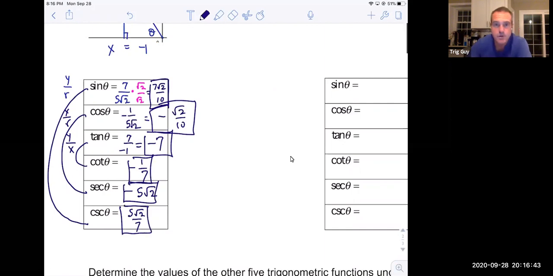And I think for this first video, I will probably call it quits right here. Hopefully you got that. Sine is y over r, cosine is x over r, tangent is y over x, and cotangent, secant, and cosecant are the reciprocals of tangent, cosine, and sine. And hopefully that helps. Let me just pause the video right here.